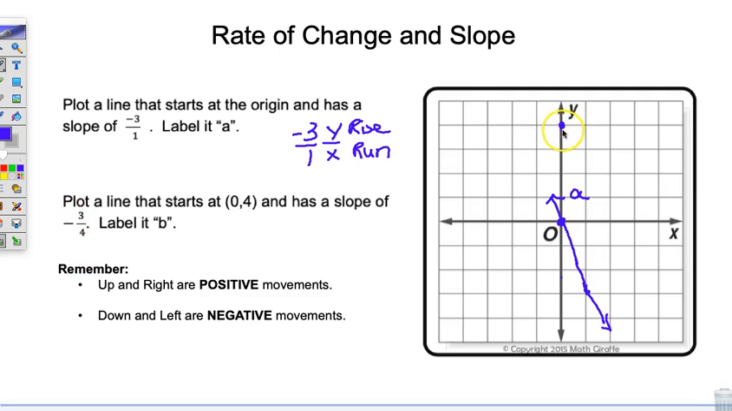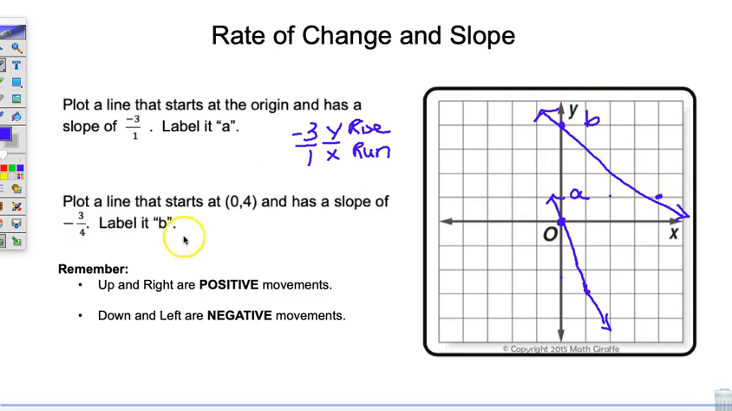So from here, I'm going to come down 1, 2, and 3, and then I'm going to move to the right 4: 1, 2, 3, 4. And then I'm going to connect those points. Oops, I did it the best I could there. So there's our second line labeled B.